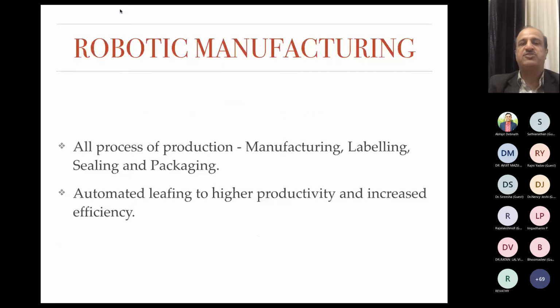If we see the stages of any production, manufacturing, labeling, sealing, and packaging, you will find robots working there. So higher productivity and increased efficiency are the main strengths of this robotic manufacturing.